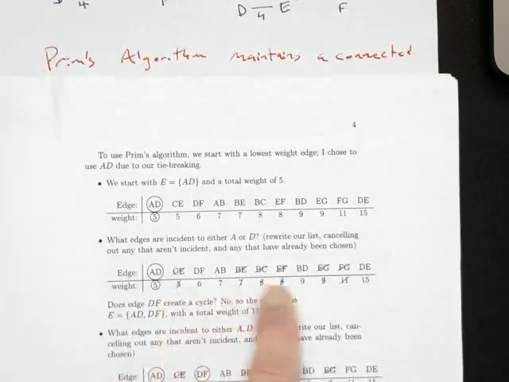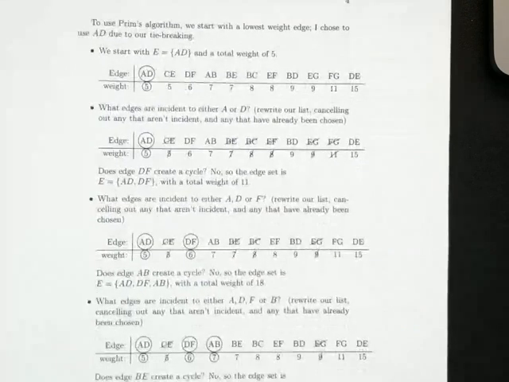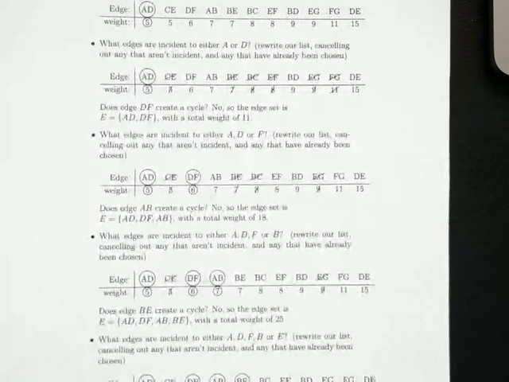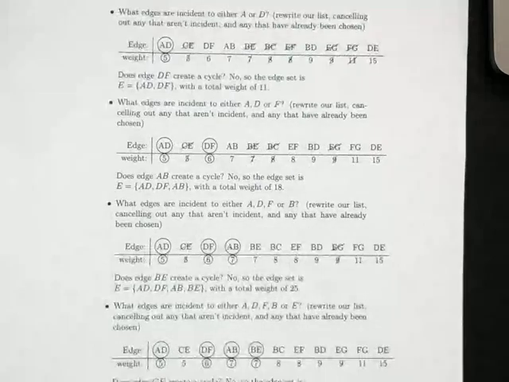I take out edges that are not incident to either of those, and I only look at the ones that are left. The one furthest to the left is the one I add. And now I say, oh, I have A, D, and F. Scratch out anything that doesn't have an A, a D, or an F. If I use AB, do I get a cycle? Nope, use it. And so on, right? And again, here's a complete write-out of the way this algorithm works. At every step, I'm looking at what candidates are available for me.